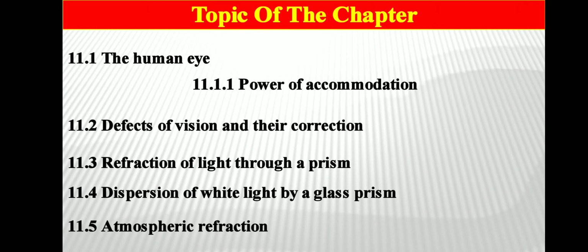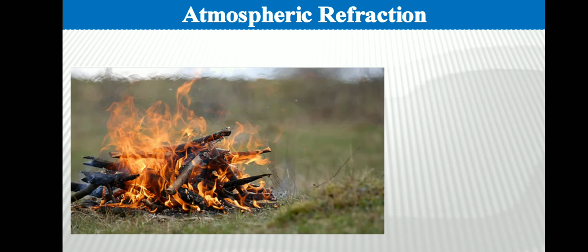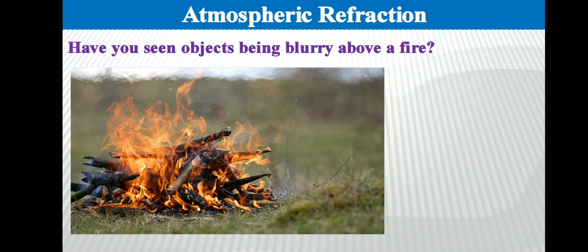Okay. So first I will start. What is atmospheric refraction? Before starting the definition, just watch this figure. See that some wood is burning. So what is special in this figure? Have you seen the object being blurry above the fire? That means flickering. You can see here that the upper portion is flickering, that water-like structure present on the top of that fire. This is nothing but the flickering or blurring portion of that fire.